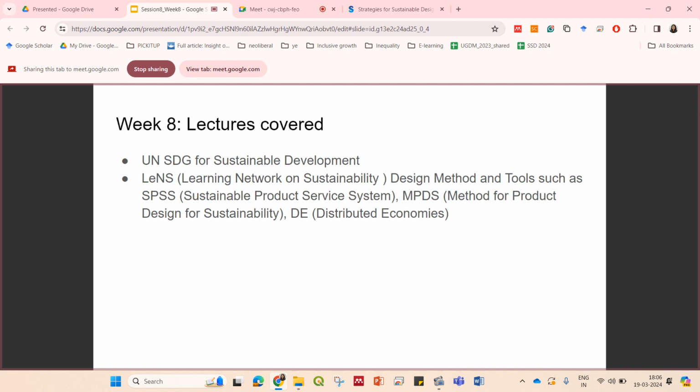So, this is what has been covered in this week of lectures. The first lecture would have been on the United Nations Sustainable Development Goals, all the goals for sustainable development, and another lecture on different methodologies, tools or methods that we use for designing products or services in a sustainable fashion.